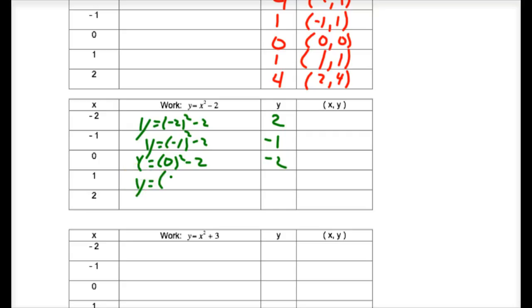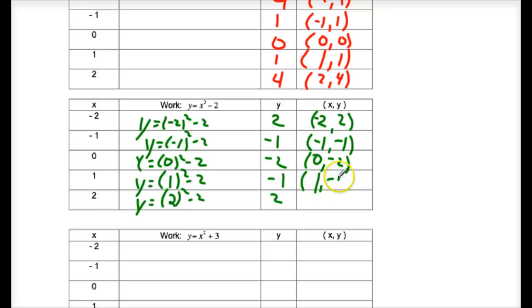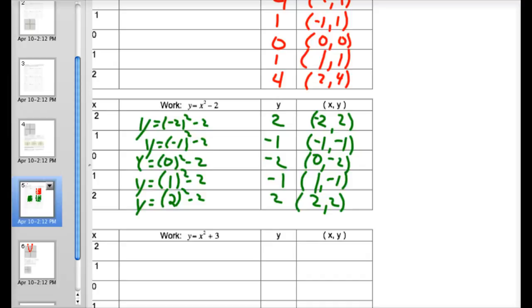Y equals 1 squared minus 2, which is -1. Y equals 2 squared minus 2, which is 2. So that's the points. -2, 2. -1, -1. 0, -2. 1, -1. 2, 2. All right, go to that graph and graph those points.